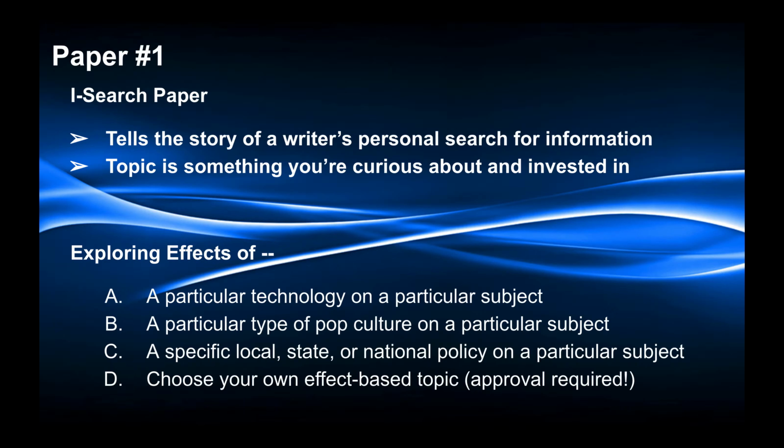Okay, so there are 3 potential prompts for you, and you can learn more about these on the assignment sheet for paper number 1. Prompt A is the impact of a particular type of technology on a particular subject. So, is Google making us stupid is an example of this, the essay that's assigned for this week. Prompt B, a particular type of pop culture on a particular subject. There's a sample essay for this unit called The Healing Power of Hip Hop, I believe, but it's based on the idea that hip hop has positive influences on society. So that could be a potential example.